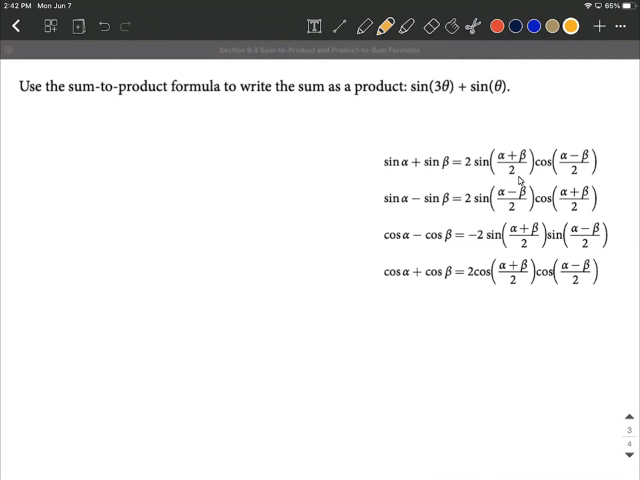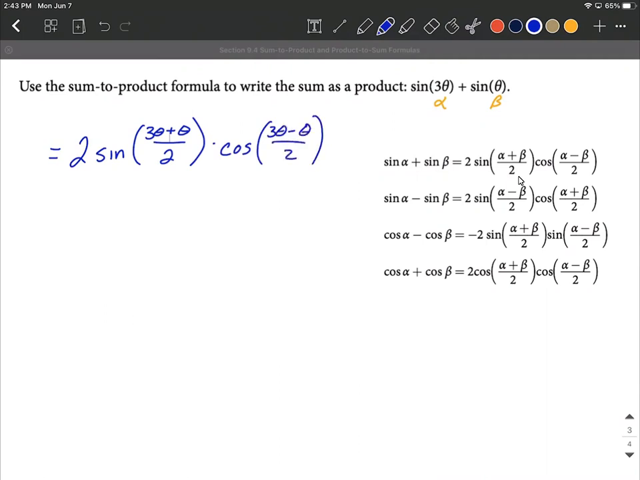And as we get into this, I'm going to identify that we're going to use 3 theta as our alpha and 1 theta as our beta to fill into this formula. So our original can be rewritten as 2 sine of alpha plus beta. So remember we said 3 theta plus 1 theta all over 2, multiplied by cosine of alpha minus beta. So alpha 3 theta minus our beta, which is theta in our case, all over 2.